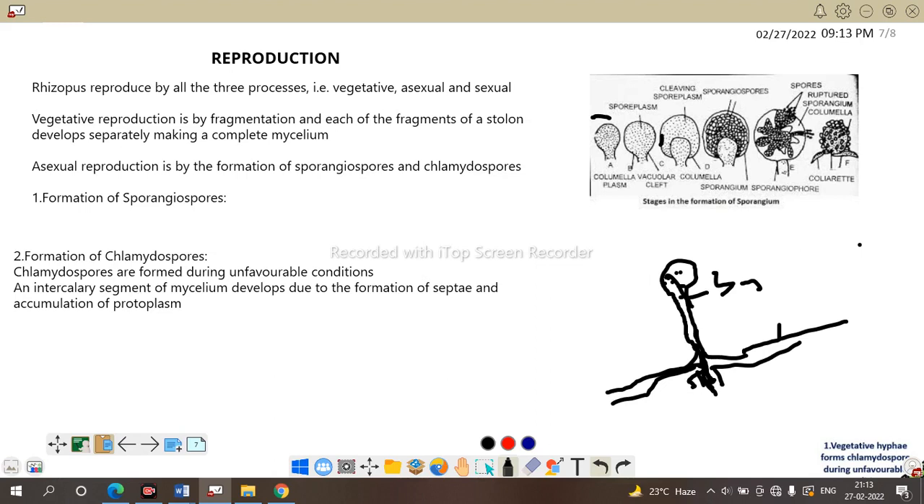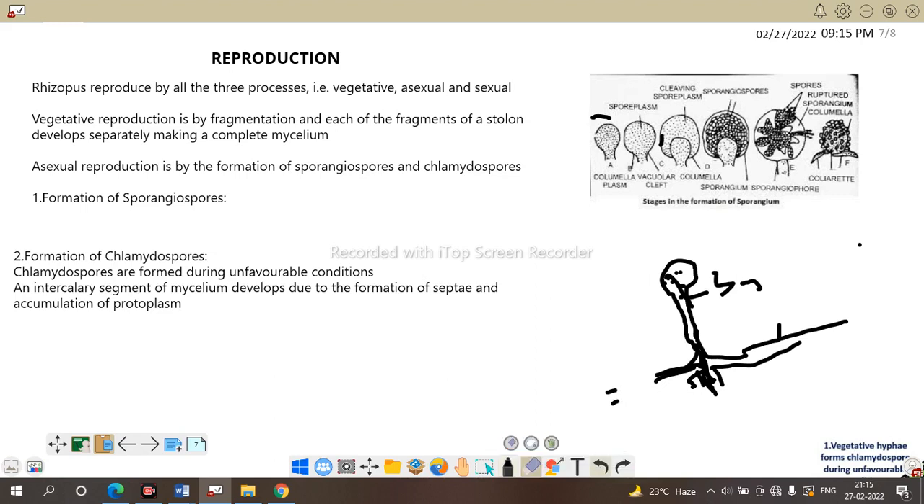And the sporoplasm is cleaved into two. The lower part forms a U-shaped columella. It is called the columellaplasm or cleaving sporoplasm. A series of small vacuolar structures are formed inside the sporoplasm. Here you see sporangiospores inside the sporangium. It is a vacuolated structure. And these vacuolated sporangiospores rupture the wall of a sporangium and come out. And under suitable condition, they germinate to form another mycelia.